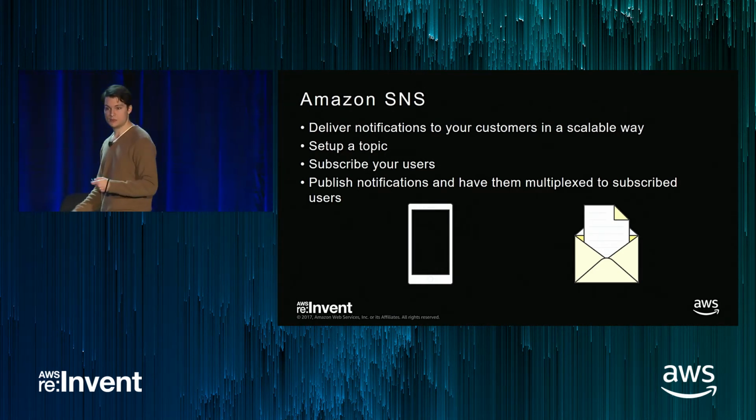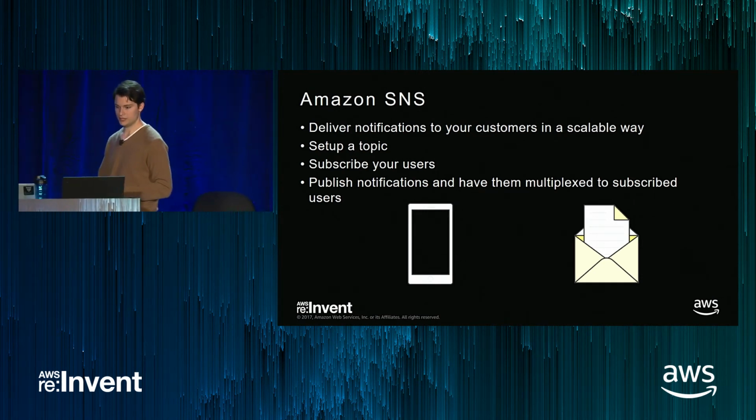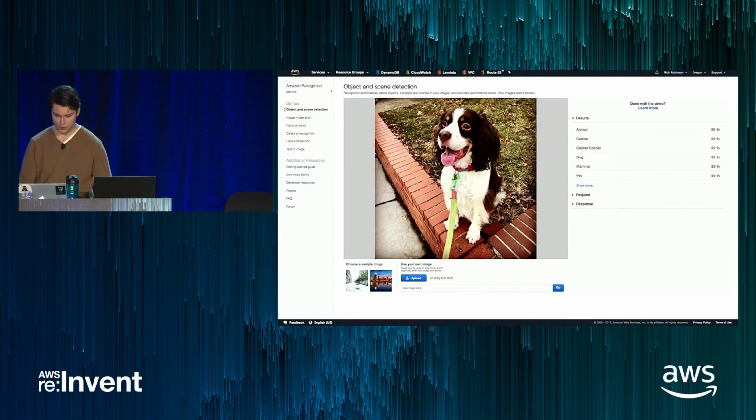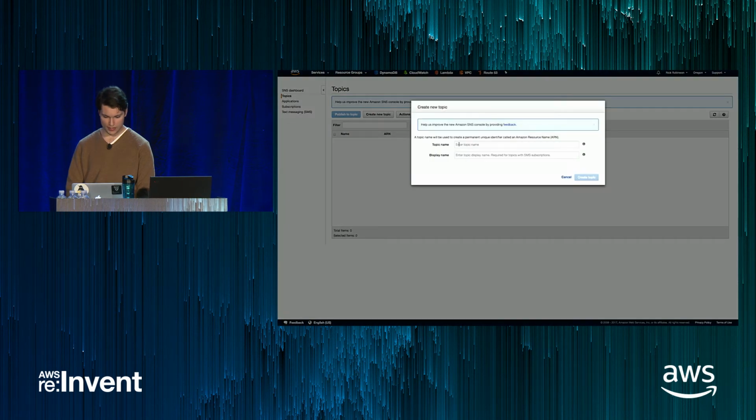And you can subscribe as many users as you would like, so as many cell phone numbers as you would like to a particular topic. So let me jump back real quick, show you how you can set up a new topic. So just open Amazon SNS. We're going to create a topic called IoT Test Topic.